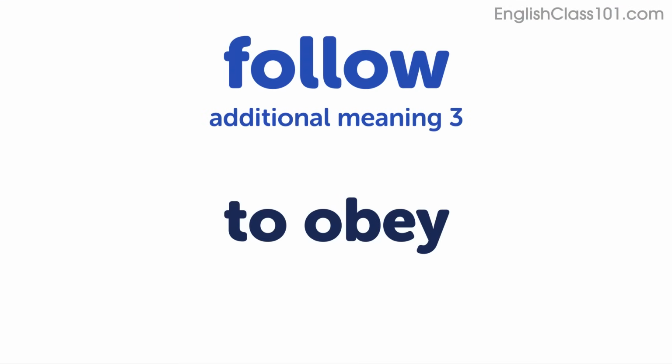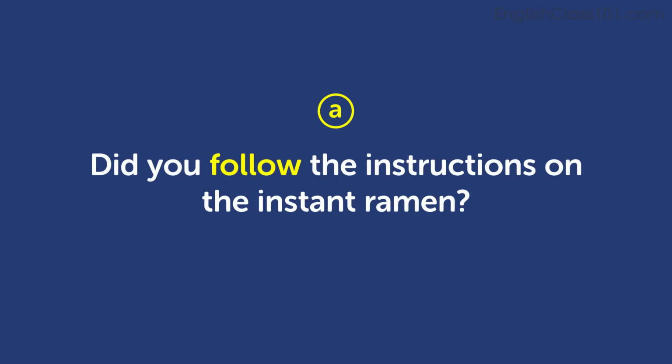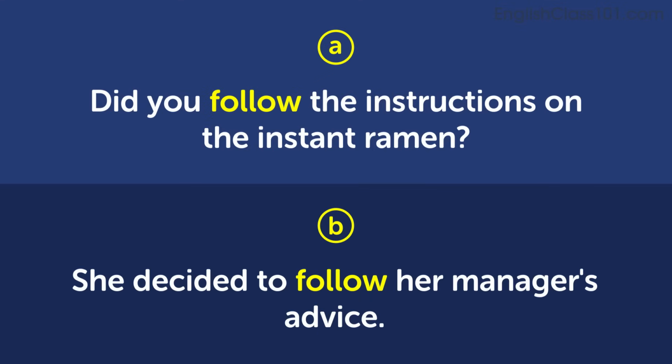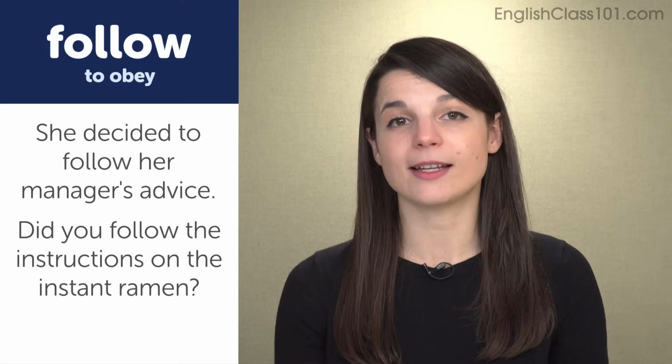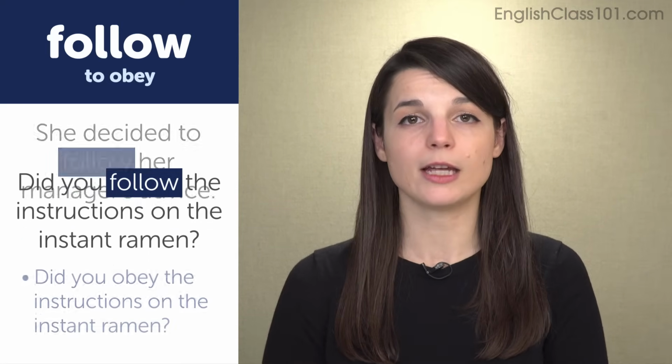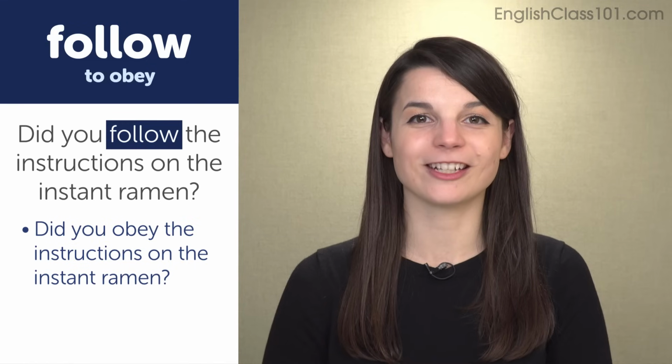Let's go to the third meaning, which is to obey. So to obey something. Examples of this: Did you follow the instructions on the instant ramen? She decided to follow her manager's advice. In both of these sentences, we mean obey with the verb follow. So we could say, did you obey the instructions on the instant ramen?